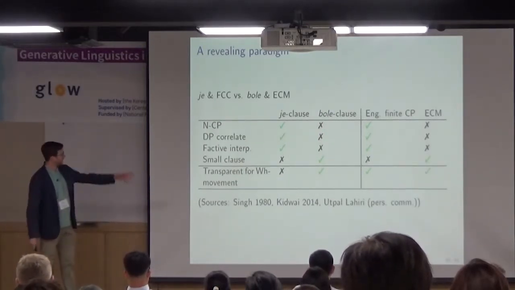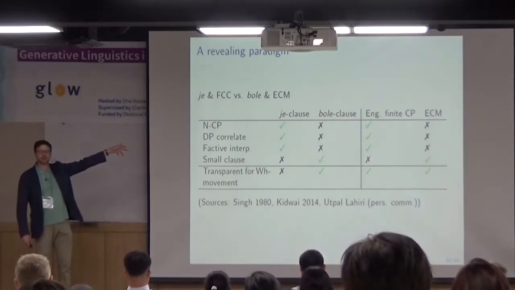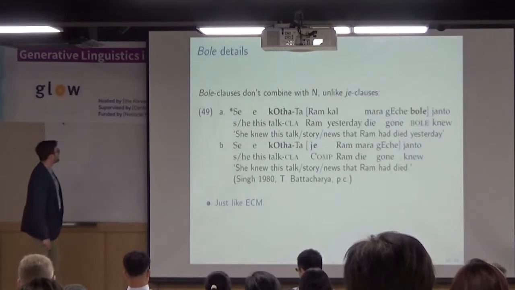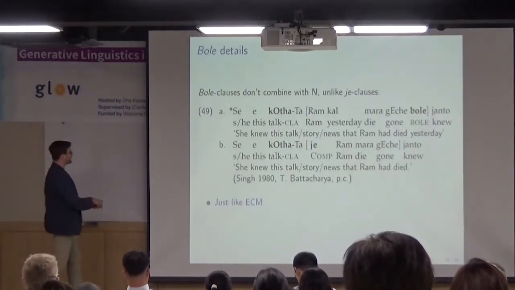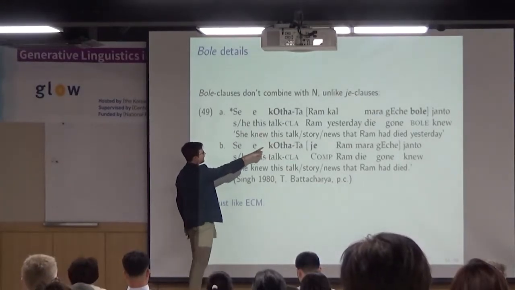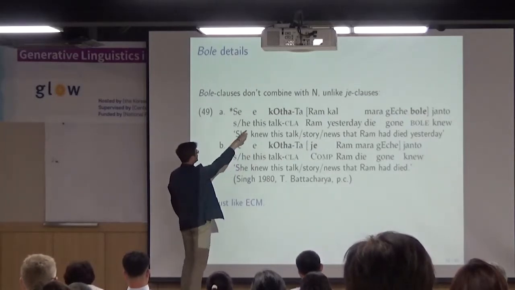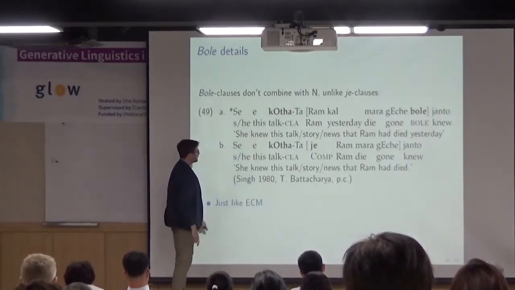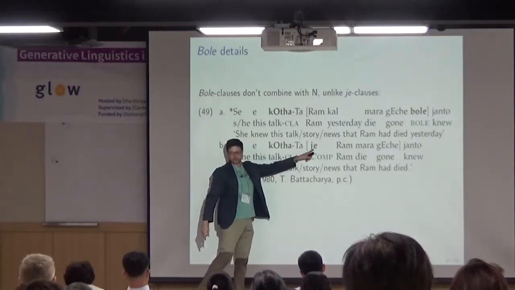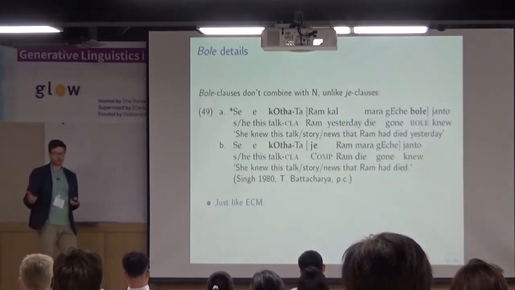Okay, so I'm trying to argue to add yet another complementation strategy that looks like ECM in this language. So here's the data. Bole clauses don't combine with content nouns. She knew this talk. Ram yesterday died yesterday, right? So with the noun, but it's perfectly happy with the initial complementizer J. Okay? If you want to think about it, this looks like ECM. This looks like Korean ko.